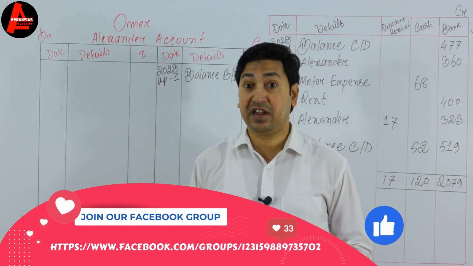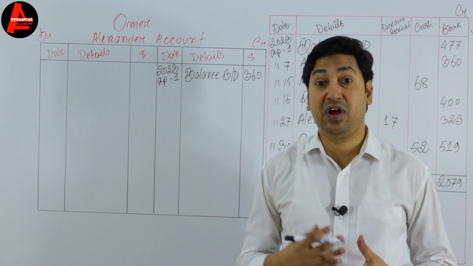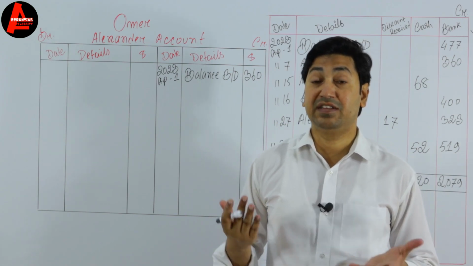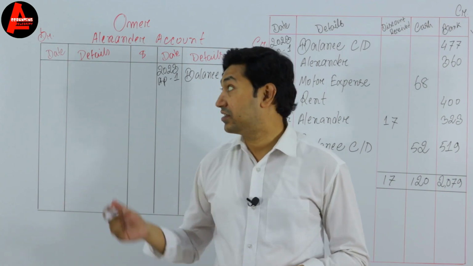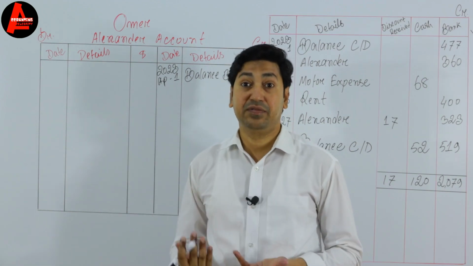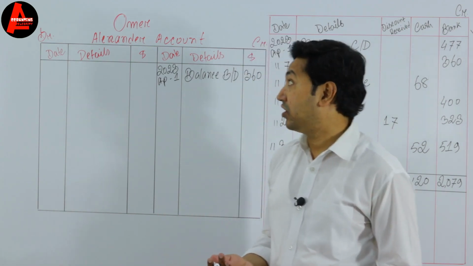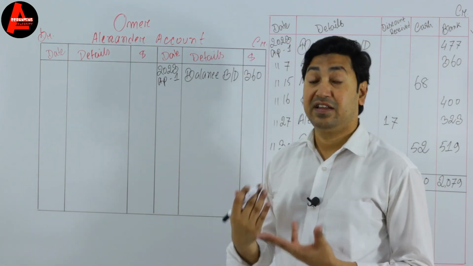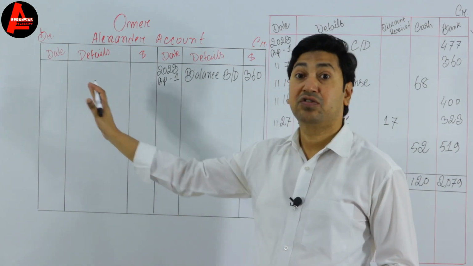So here the Alexander account is to be debited and the bank account to be credited. Why is the bank account credited? Because the bank balance is decreasing here. A decrease in bank will be credited, and Alexander is the receiver, and the receiver's account will always be debited. So as we are doing the Alexander account and this account is debited for this transaction, we will go to the debit side.